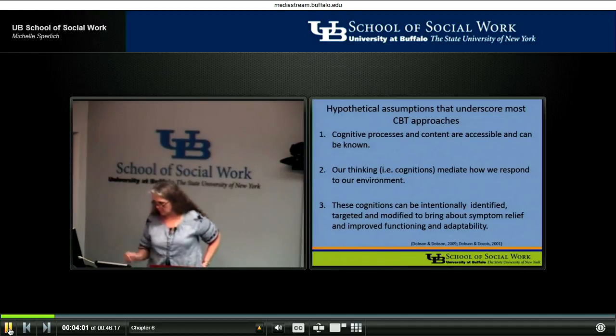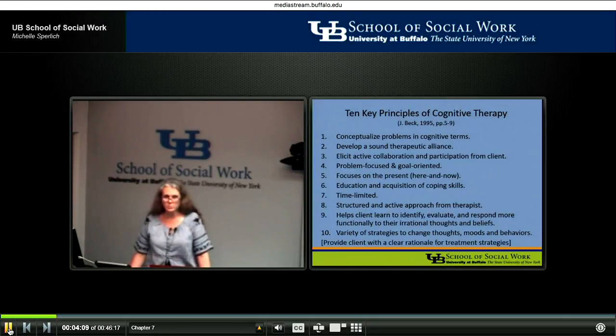You can read more about this if you read the work of Dobson. And I also would like to credit Antonio Gonzalez Prendes at Wayne State University, who originated some of these slides. He's quite a CBT scholar, and I learned a lot from him.